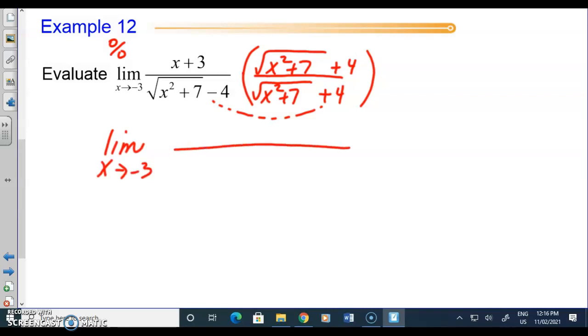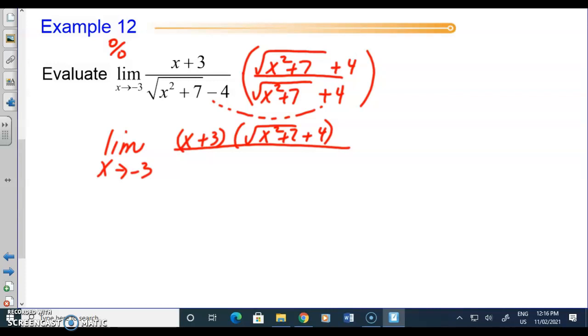We're going to have a numerator and a denominator. I'm not going to do anything to the numerator. I'm going to leave x plus 3 in brackets. I'm going to leave root x squared plus 7 plus 4 in brackets. Do not multiply them out because you want to see in the end if something cancels.